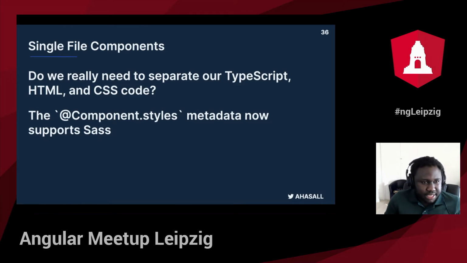Well, I think we were obliged to have separate files to make it work for IDEs, because it was easier for them to give autocompletion if the files were separate. Also, the Angular CLI could not apply a preprocessor to inline files, but with Angular 12, we can now use Sass, for example, directly inside the @Component style metadata. So I think this will unlock the possibility for us to do single file components.